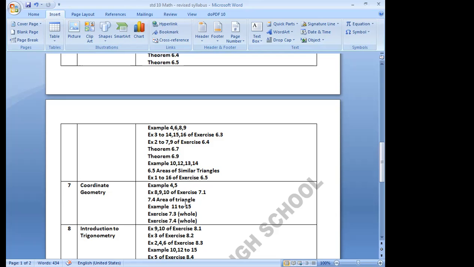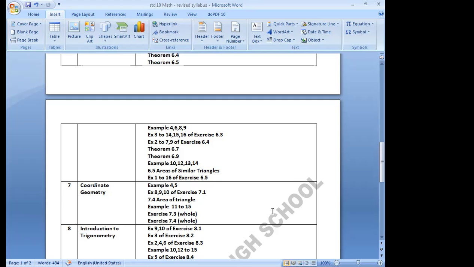As the entire topic area of triangle is excluded, exercise 7.3, the whole exercise, is excluded. And 7.4 is the optional exercise which is normally not taken in the examination, means this entire exercise 7.4 is also excluded from the syllabus. So here we have discussed chapter number 1 to chapter number 7, which topics are included and which topics are excluded.